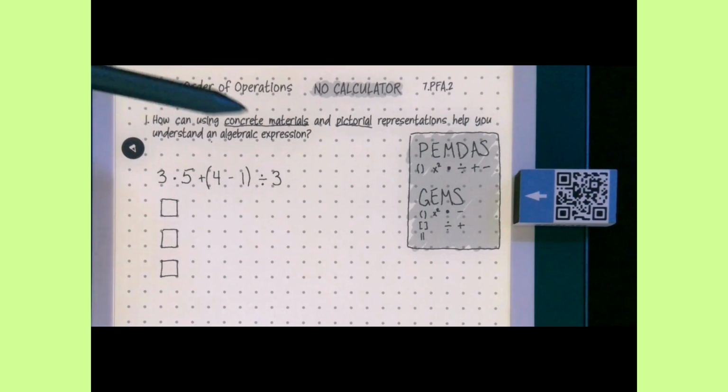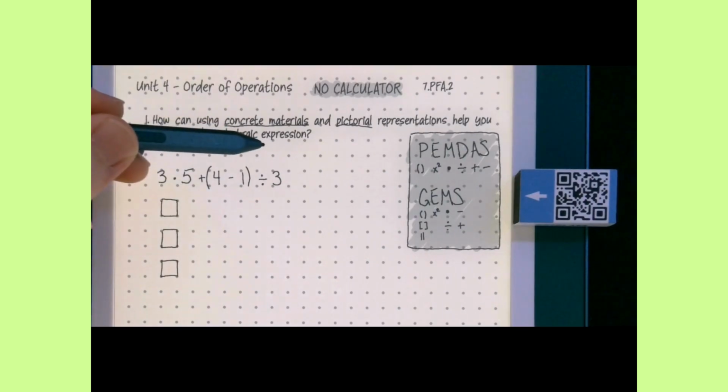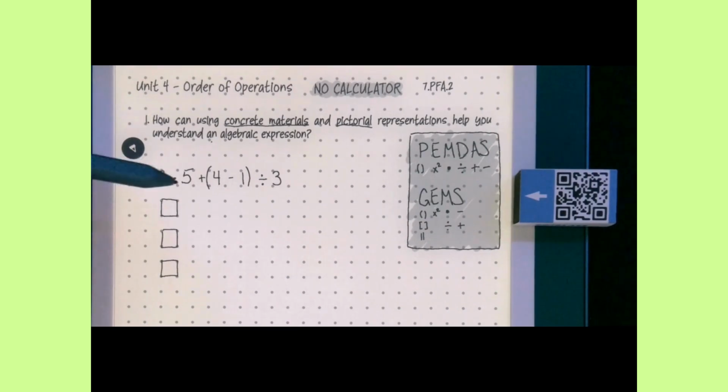How can using concrete materials and pictorial representations help you understand an algebraic expression? So I've got an algebraic expression sitting here for you. Remember, an expression does not have an equal sign, okay? So this is just something that we are going to combine and simplify and end up with a number. So we will end up with it equaling something, but there is no equal sign present yet.